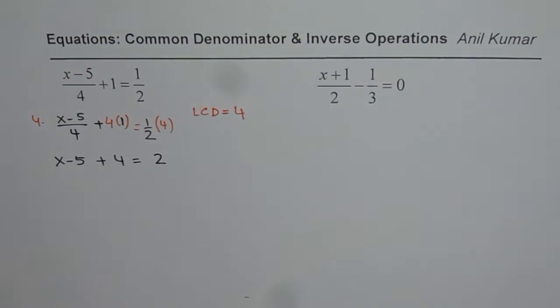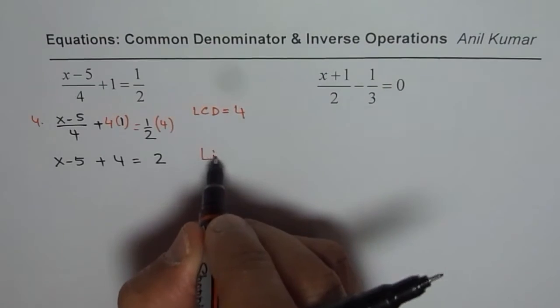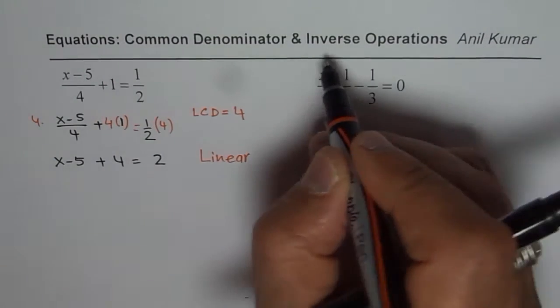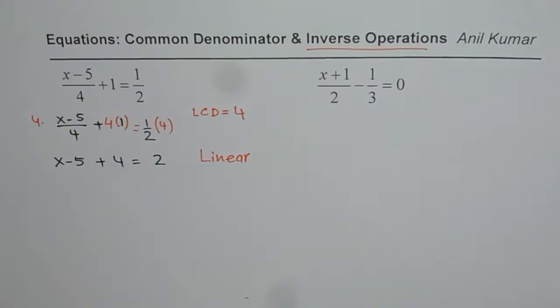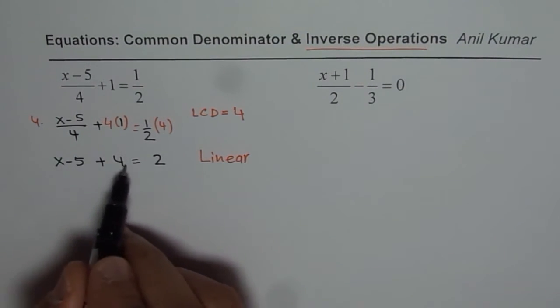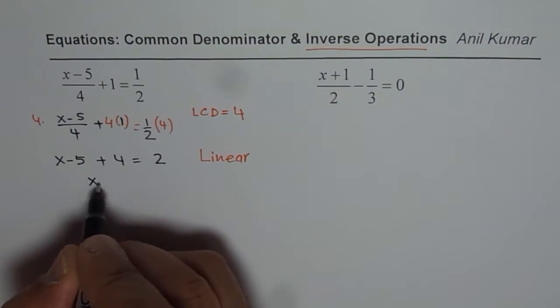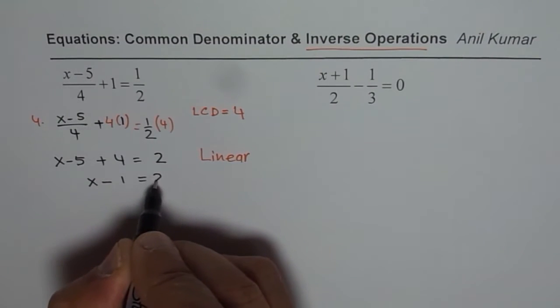So what you get here is a linear equation, as you can see. Now to solve this linear equation, we'll perform inverse operations. So let's first combine the numbers here. Minus 5 plus 4 is minus 1. So let me rewrite this as x - 1 = 2.